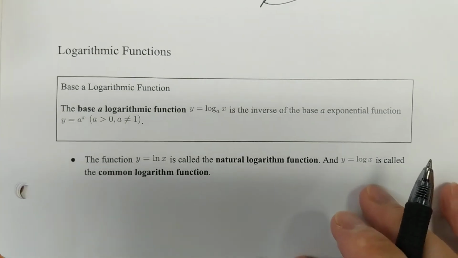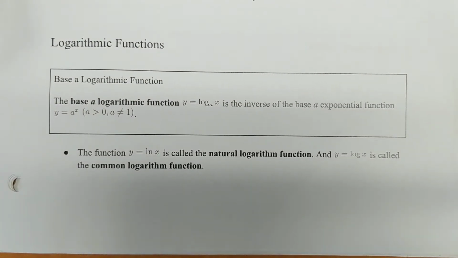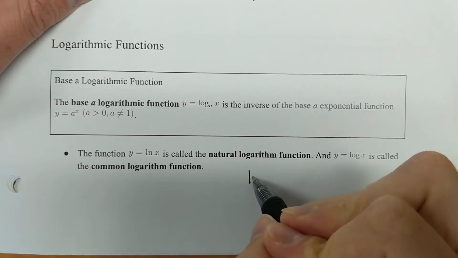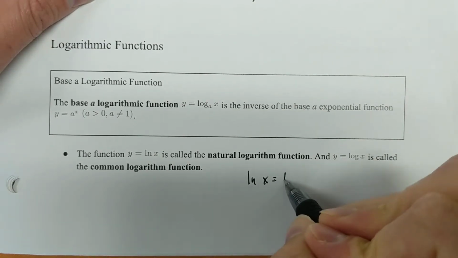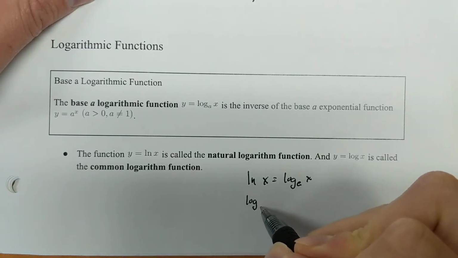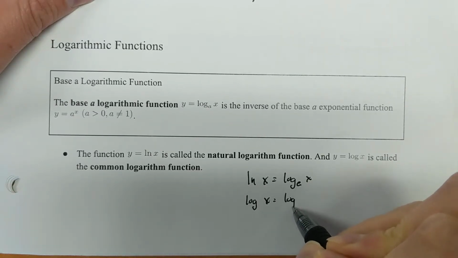All right, so logarithmic functions. A logarithmic function is the inverse of the exponential, so they're used to cancel each other out. Then ln of x is the natural log. It's log base e, and log is the common log. So this ln of x is actually log base e of x, and the log with no number is log base 10 of x.